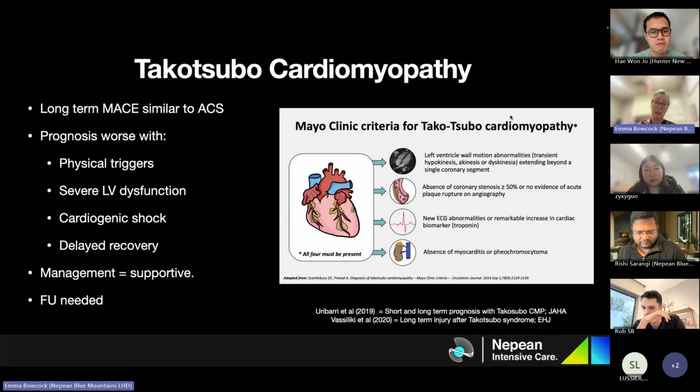And yeah, the management is very much supportive. They definitely need follow-up, and there are some features that make prognosis worse, which would be the ones you would probably think about: the more severe, the worse the prognosis. If they've got cardiogenic shock, obviously that's poor prognosis. Those that don't recover as quickly, and apparently those that have physical triggers tend to do worse.